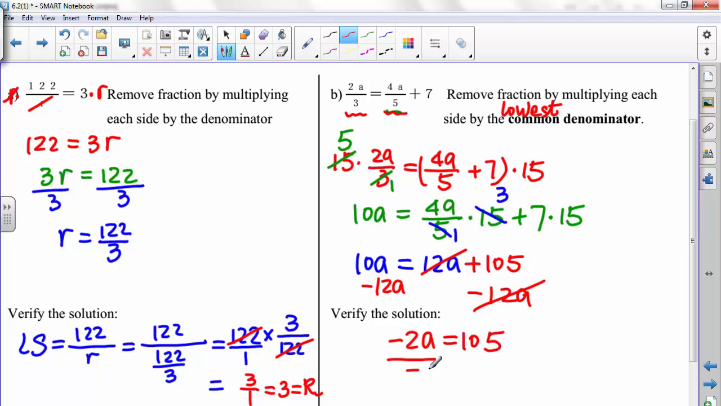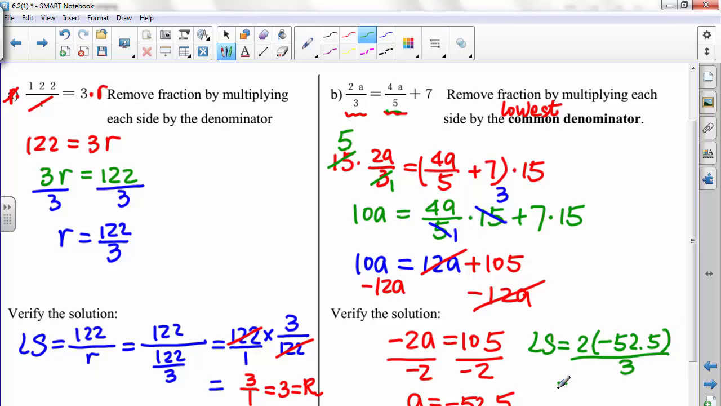Then divide both sides by negative 2. So the a value is negative 52.5. Let's verify this solution. So on the left side, I will replace the a with this negative 52.5 value. So it's 2 times negative 52.5 divided by 3. You can use the calculator to help you to get to the result on the left side, which is negative 35.